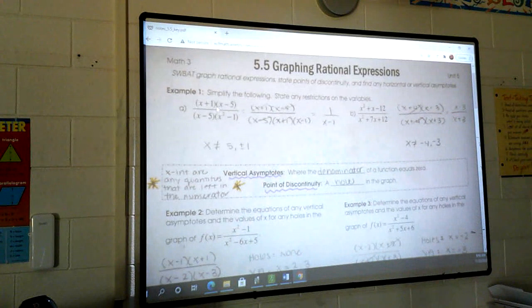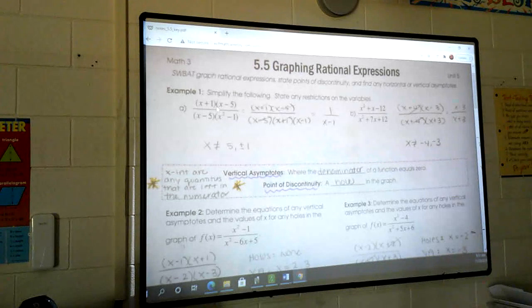So basically, a restriction is just something that can't happen. So you cannot have a denominator of 0. So you look at the beginning of the problem, and you say, what would create a denominator of 0? All right? So in B, we needed to factor both of these, so we needed to say what two numbers multiply to give me negative 12 and add to give me a positive 1.